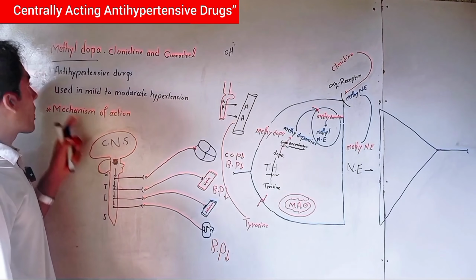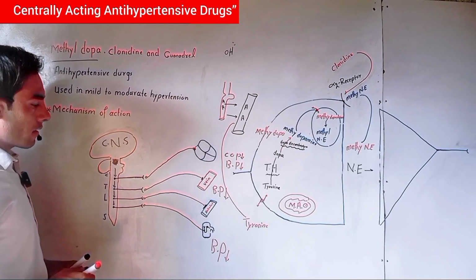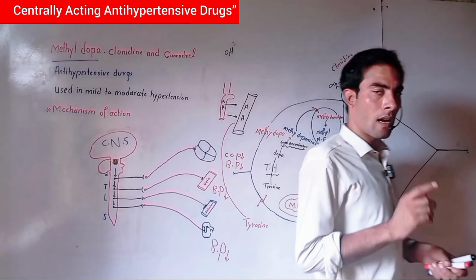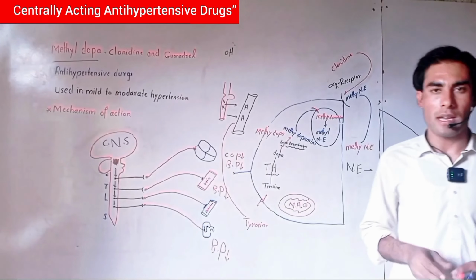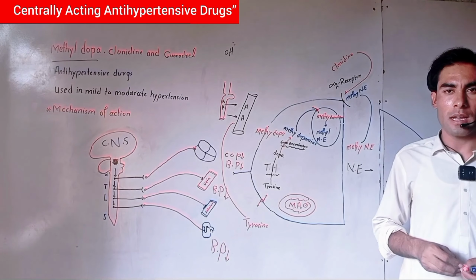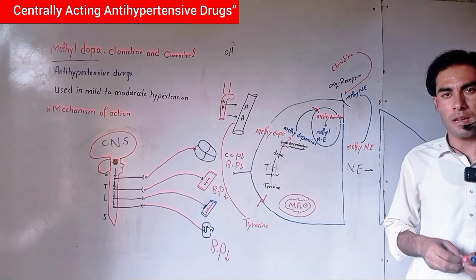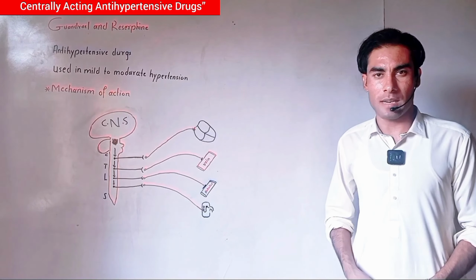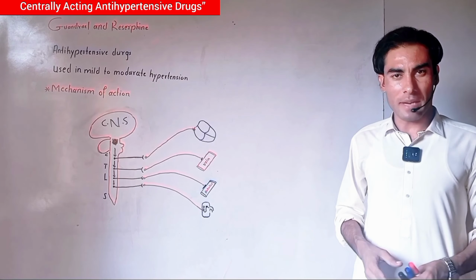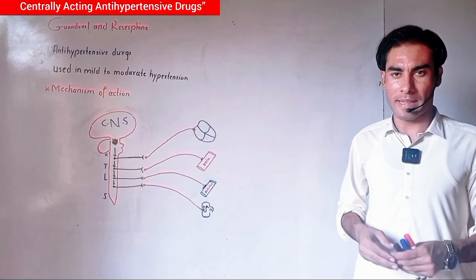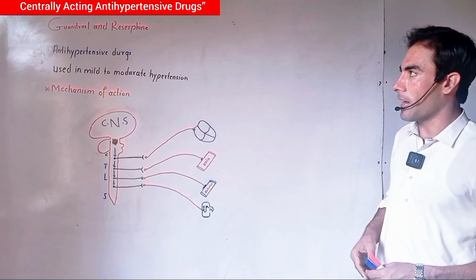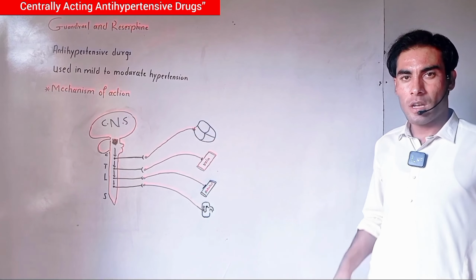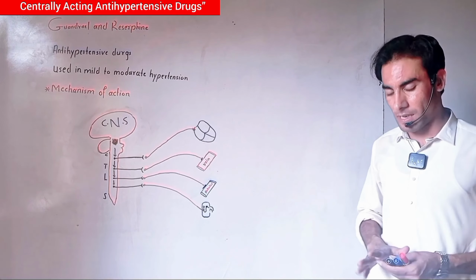So methyl dopa and clonidine are antihypertensive drugs that work on the alpha 2 receptor, stimulate it, and inhibit the further release of norepinephrine. Now let's come to another group of drugs: reserpine and guanethidine. Their mechanism of action is slightly different from methyl dopa and clonidine, because guanethidine and reserpine work on the postganglionic nerve ending, where the nerve supplies the effector organ.